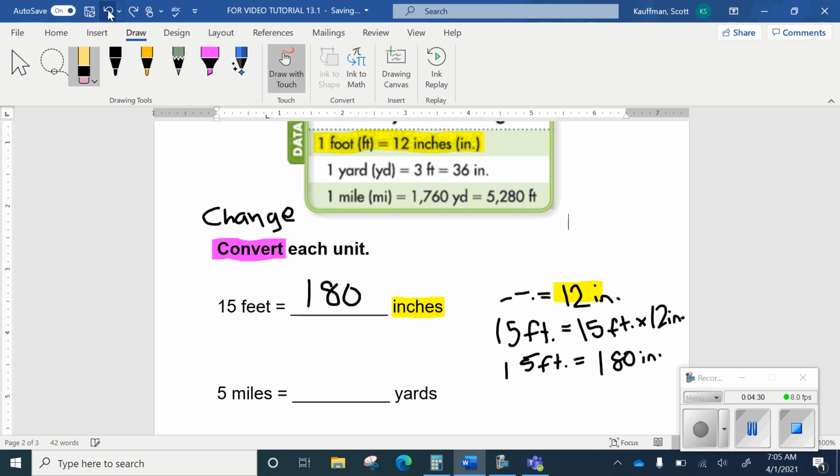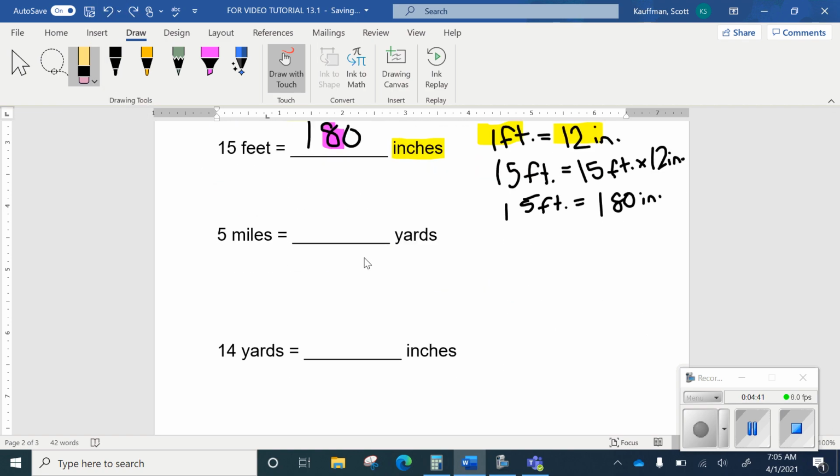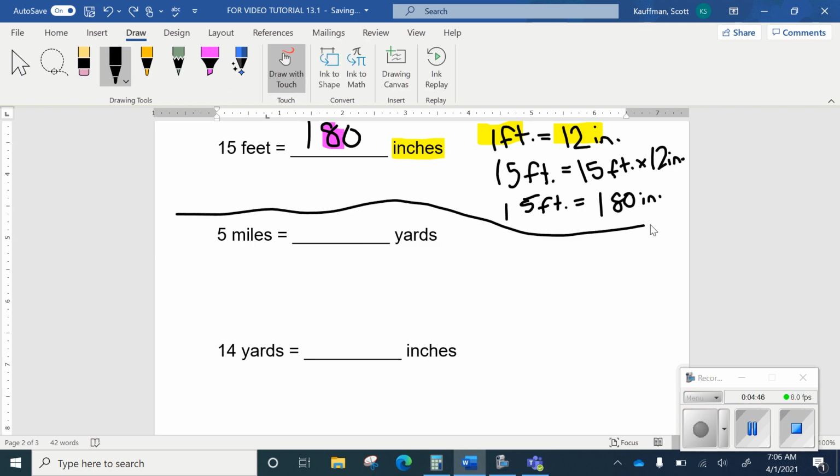Apologies, I erased some things, but I didn't mean to erase everything. All right, so let's just get rid of that. We're just going to leave it. Okay, let's just draw a little line here to separate our stuff.